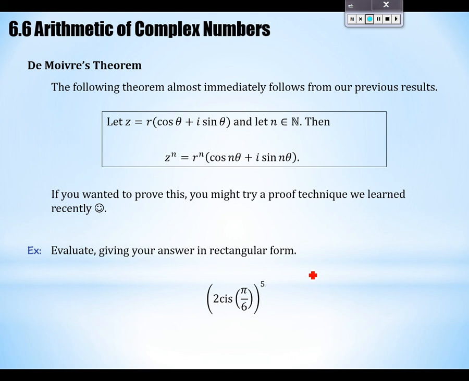All right. Go ahead. Let's raise this complex number to the 5th power.